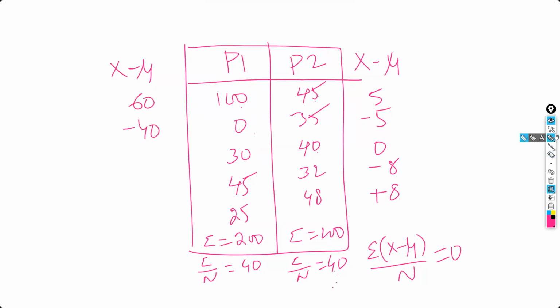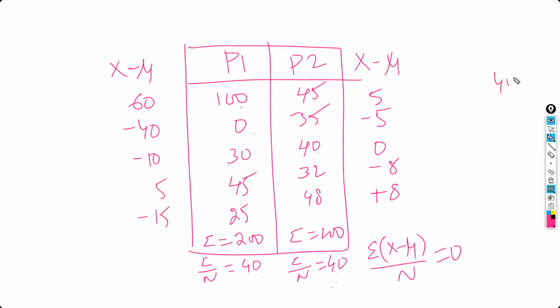Now 30 minus 40. What is 30 minus 40? Minus 10. 45 minus 40, plus 5. 25 minus 40, minus 15. Now calculate overall, what is the average deviation? Average deviation means 0. If you consider the mean deviation, this person's mean deviation is 0, which means his average deviation is 0. This person also has average deviation 0.